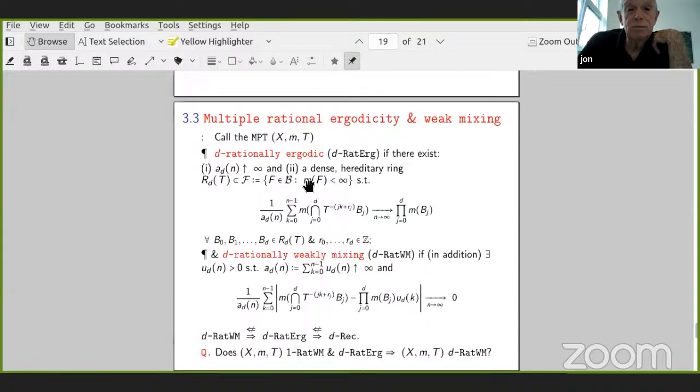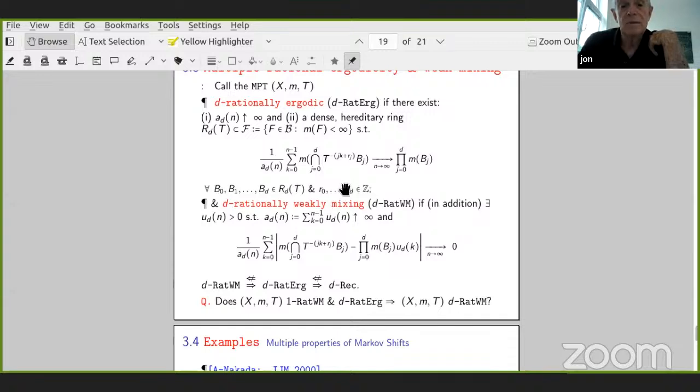Okay, so for nice systems like Markov chains and others, we could call the transformation D-rationally ergodic if there exists a sequence a_n tending to infinity and a dense hereditary ring, so that the multiple sums tend to the product of the measures for every B_0 up to B_D in the hereditary ring. And you call it D-rationally weakly mixing if the convergence is strong Cesàro.